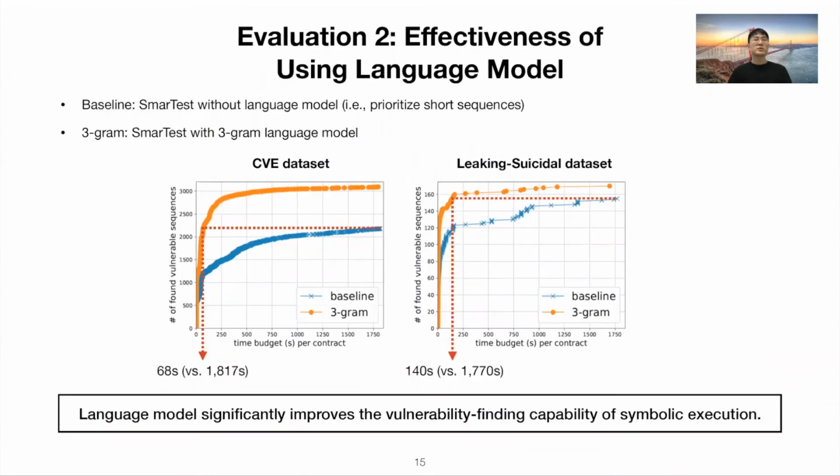In our experiments, we found that using language models significantly improves the performance of symbolic execution. For example, for the CVE dataset, SmarTest without language model took about 30 minutes to find about 2,200 sequences. In contrast, SmarTest with the language model took only about 1 minute to find the same number of vulnerable sequences. We also observed a similar trend for the leaking and suicidal dataset.